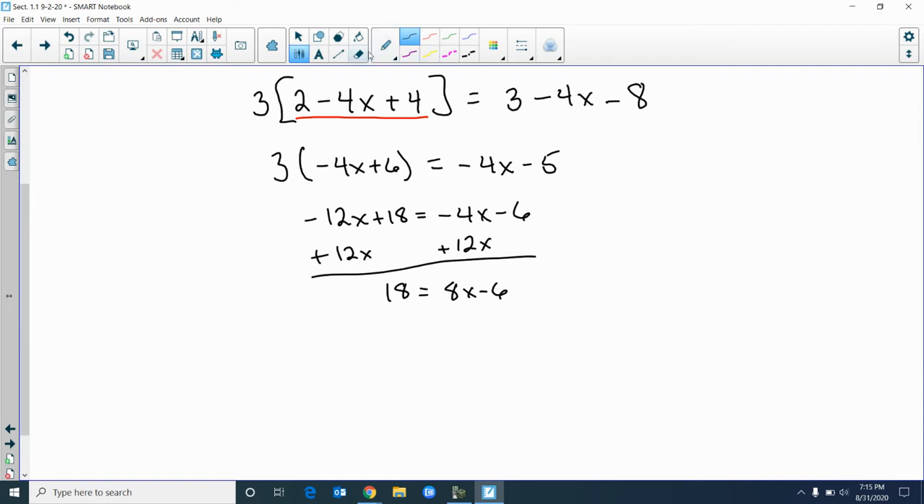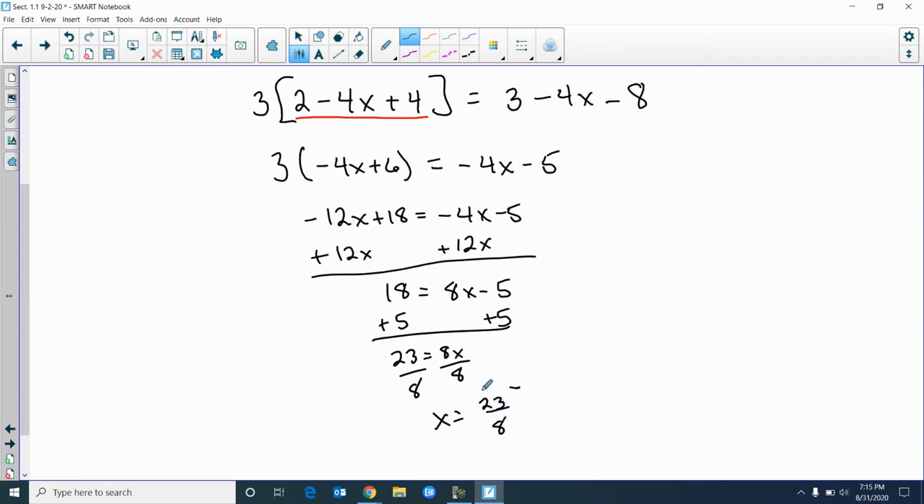Why'd that become a 6? That is not a 6. That should be a 5. Sorry about that. And so now I'm going to add 5 to both sides. And I get 23 equals 8x, divided by 8, and x equals, and you're fine just to leave that as 23 over 8.